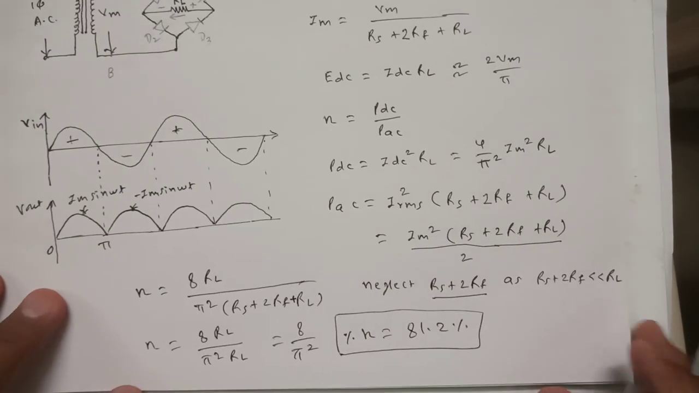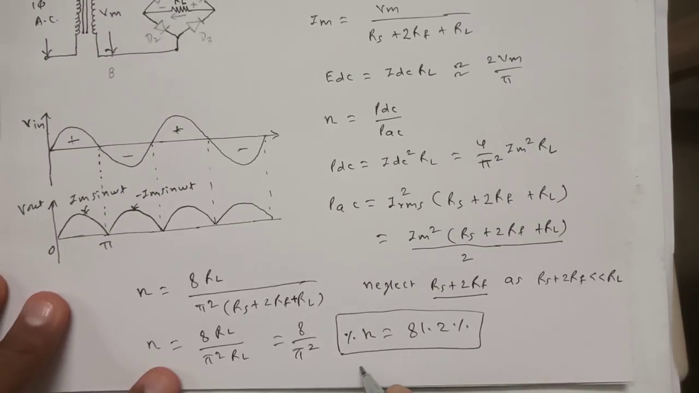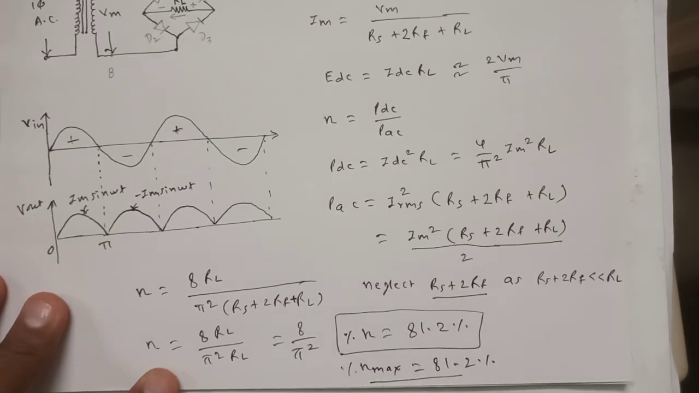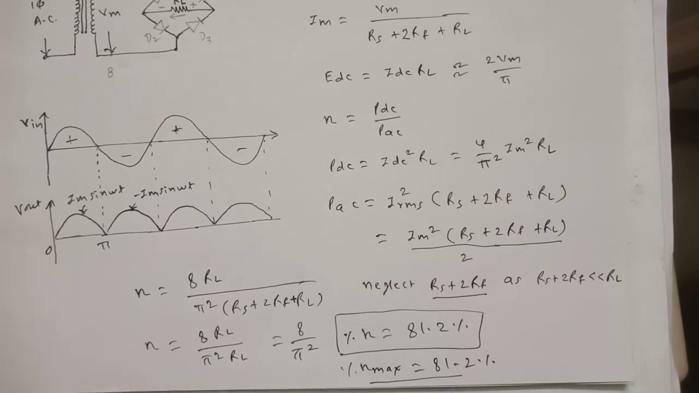And that's why it is said that the maximum efficiency that we can have in the case of a full wave rectifier is 81.2% only. It means that practically we won't be getting even 81% efficiency, right? Theoretically or ideally it is 81.2%. So here it is completed.